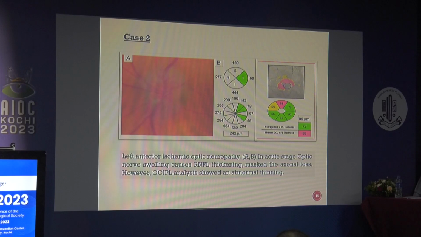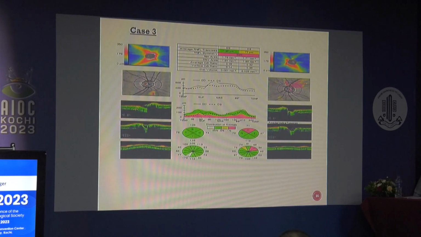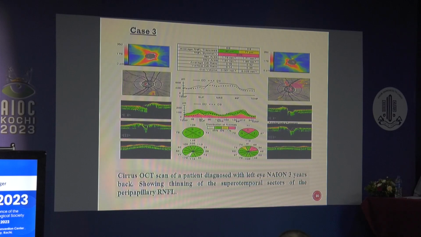Here, in the left NAION in the acute stage, the optic nerve swelling caused RNFL thickening, which has masked the axonal loss. However, GC-IPL analysis showed abnormal thinning. Then another case, an old case of left eye NAION three years back, showing thinning of the superior-temporal aspect in peripapillary RNFL. So in a chronic or recovered case, you still see the thinning of RNFL.